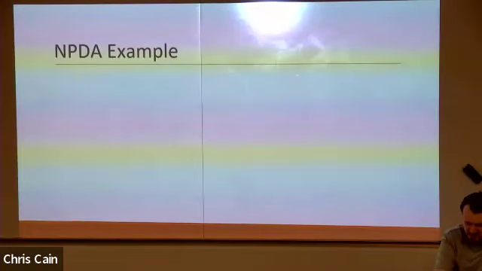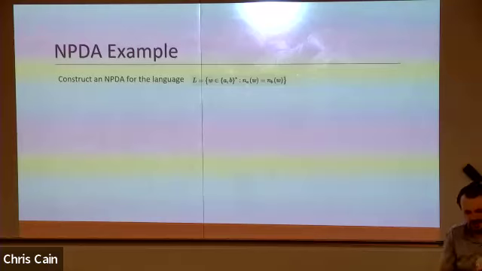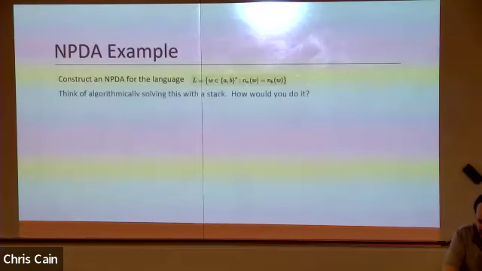All right, last time we talked about NPDAs. We talked about what they were. We talked about some notation for how to refer to them, how to construct them. And I left you with the question of constructing an NPDA for the language of all strings that have the same number of A's as number of B's. And the question was trying to solve it with a stack algorithmically, because that I thought would lead people to the answer a bit better.